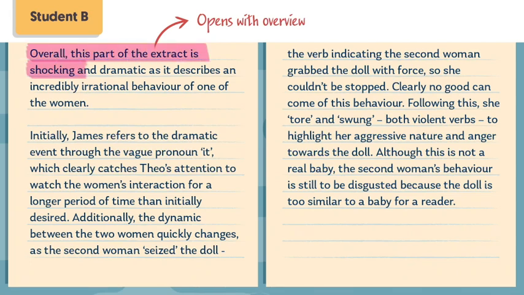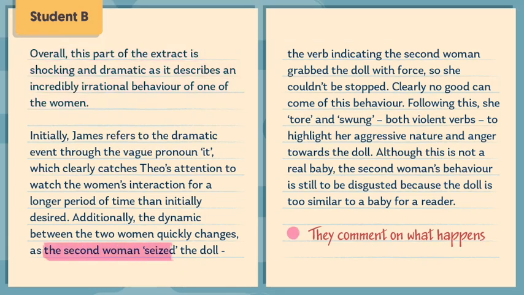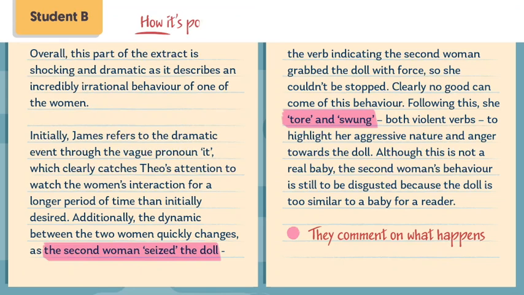They explain why the extract is exciting and dramatic overall by writing, "Overall, this part of the extract is shocking and dramatic as it describes an incredibly irrational behaviour of one of the women." They comment on what happens. "The second woman seized the doll, she tore and swung and dashed its head against the stone wall." They also comment on how it's portrayed, the vague pronoun it.